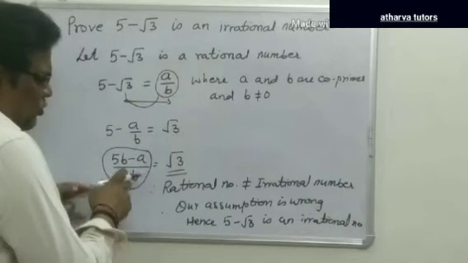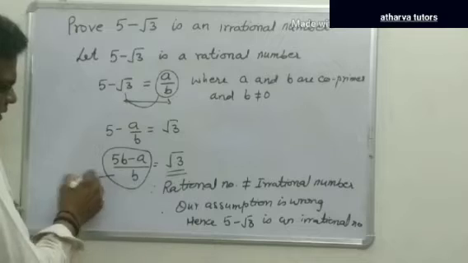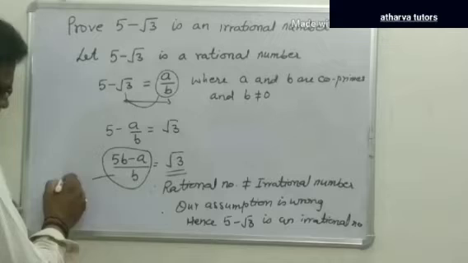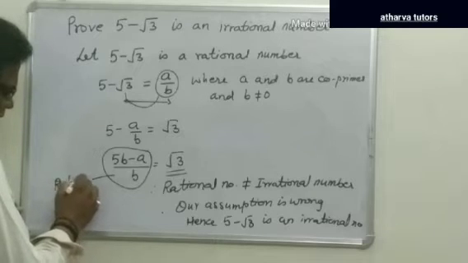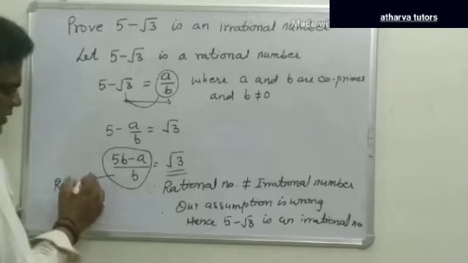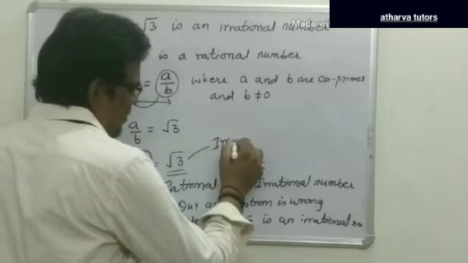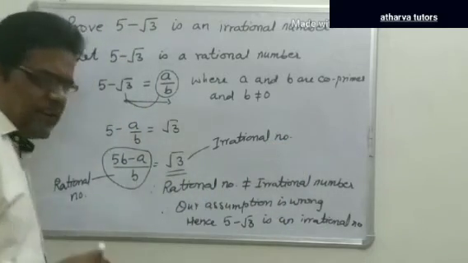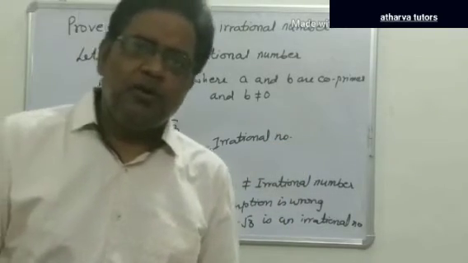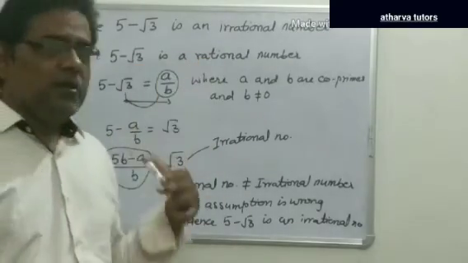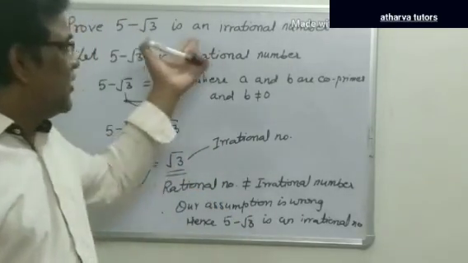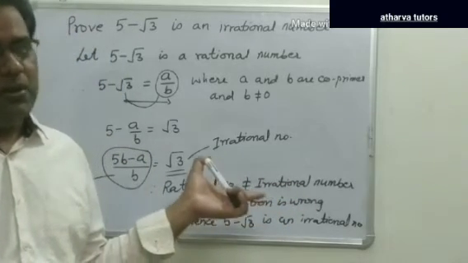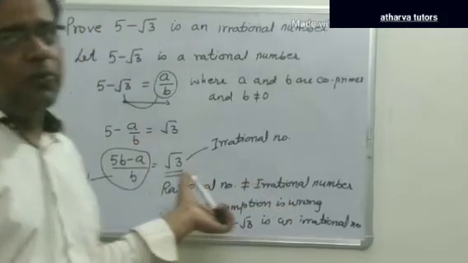One more thing you can write is that this number is a rational number, and this is an irrational number. Now since rational number is not equal to irrational number, what we assumed is wrong, and hence what is given is correct. So this way you can prove the question. I am zooming the video so you can note it down.